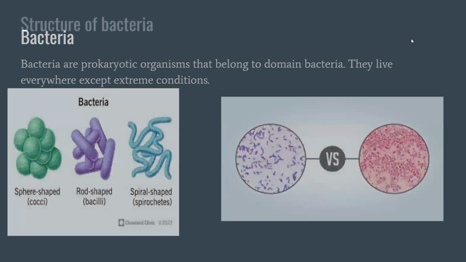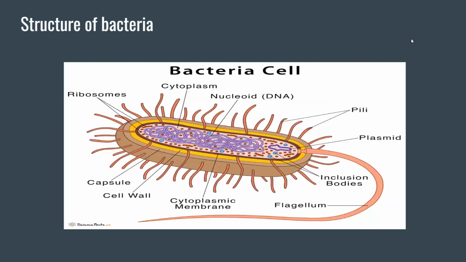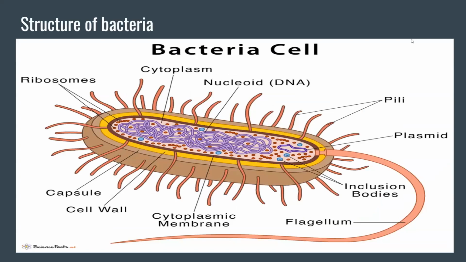Moving on to the structure of the bacteria. I'm going to show you a picture of the bacteria cell. Let's just know the chromosomes in prokaryotes are arranged differently from the chromosomes found in eukaryote cells. Their genes are found on a large circular chromosome in an area of the cell called the nucleoid. Many prokaryotes also have at least one smaller piece of DNA called a plasmid.